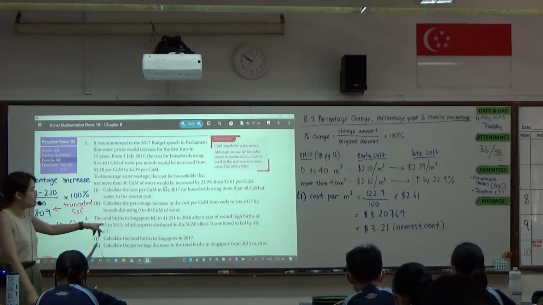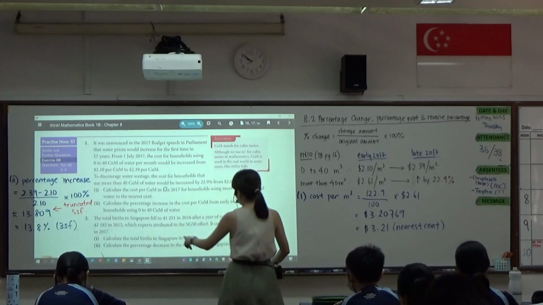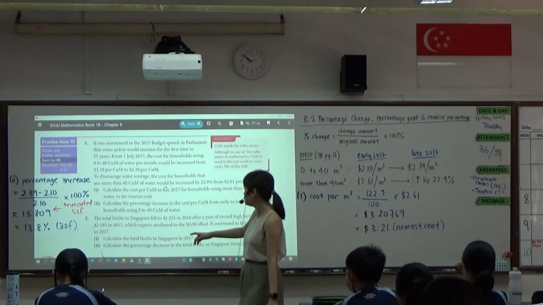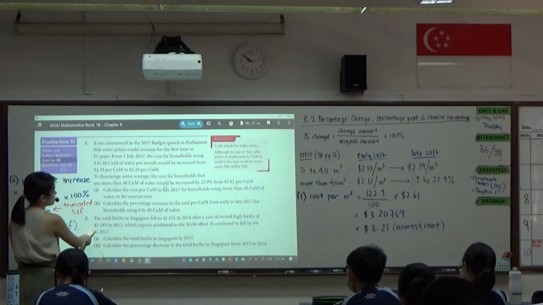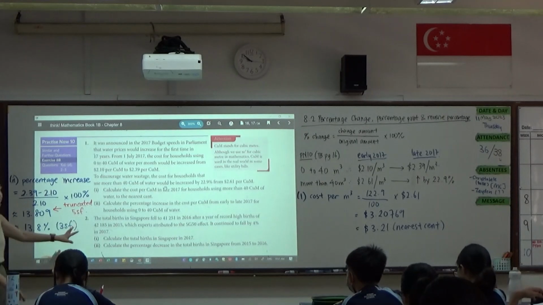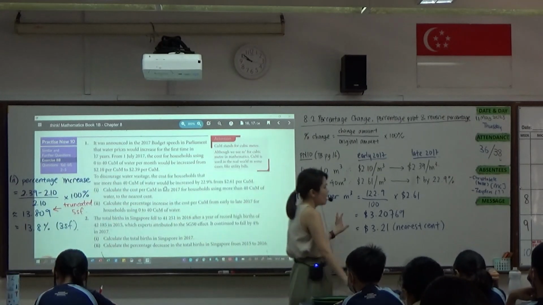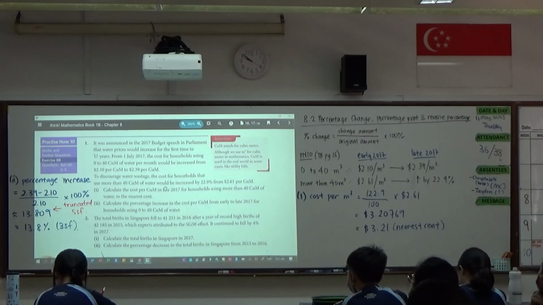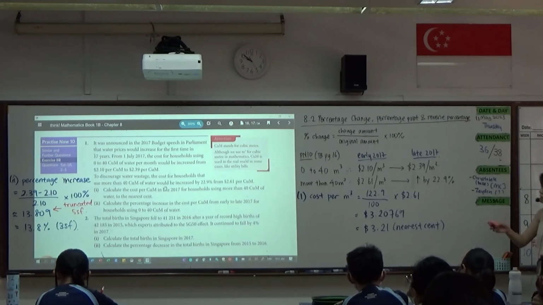Singapore that fell from 41,251 to 42, fell to this from 42,155. I'll give you 5 minutes to work on question 2. Make sure that you present your answers neatly. I'll get people to come up to present your answer later on. Okay, 5 minutes now.